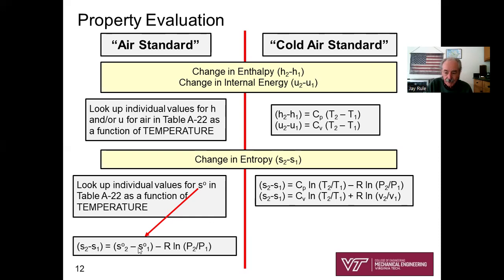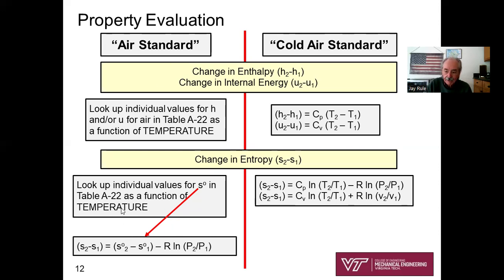s2 degree minus s1 degree minus R natural log (P2 over P1). Now that's derived from one of the T dS equations, but let's not get into that right now. Let's drive towards your computational approach, okay? Well, you're going to know P2 and P1. You've already gotten R, so this part of the computation is easy, but this s2 degree and s1 degree, those are lookup values from table A-22 as a function of temperature. Okay, so that's your approach for the air standard analysis.